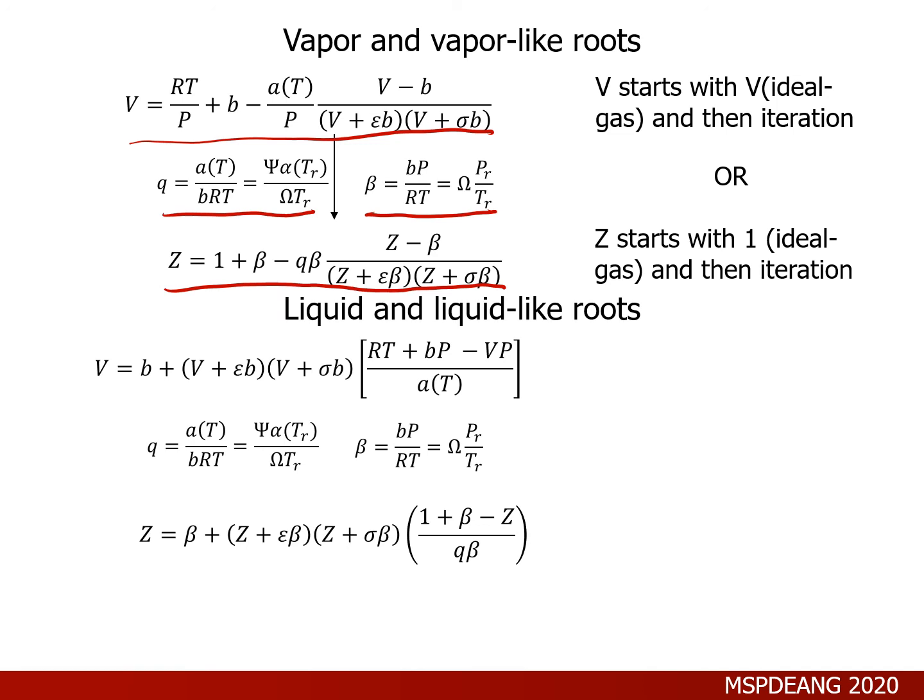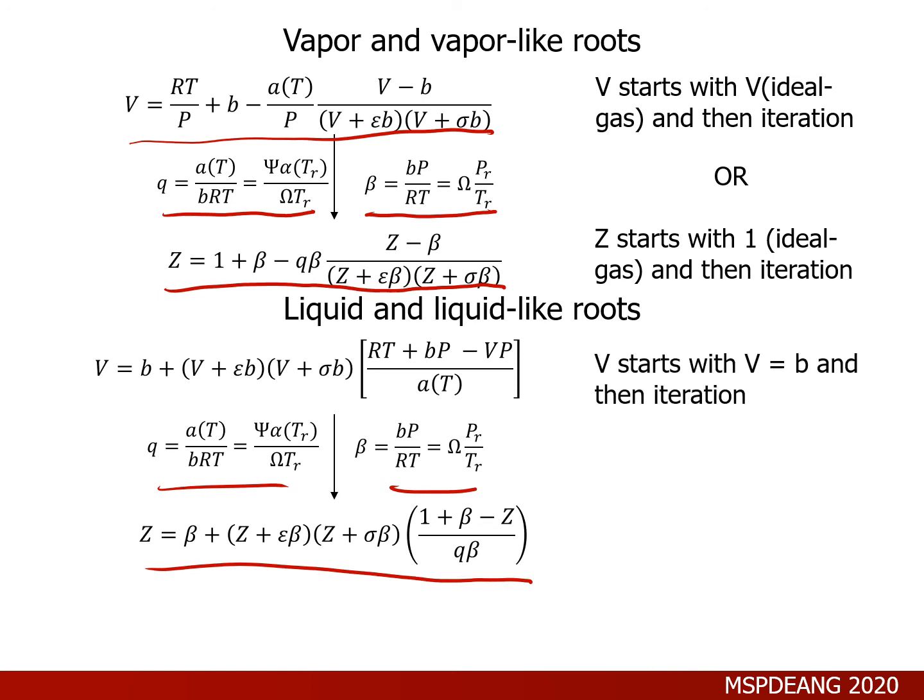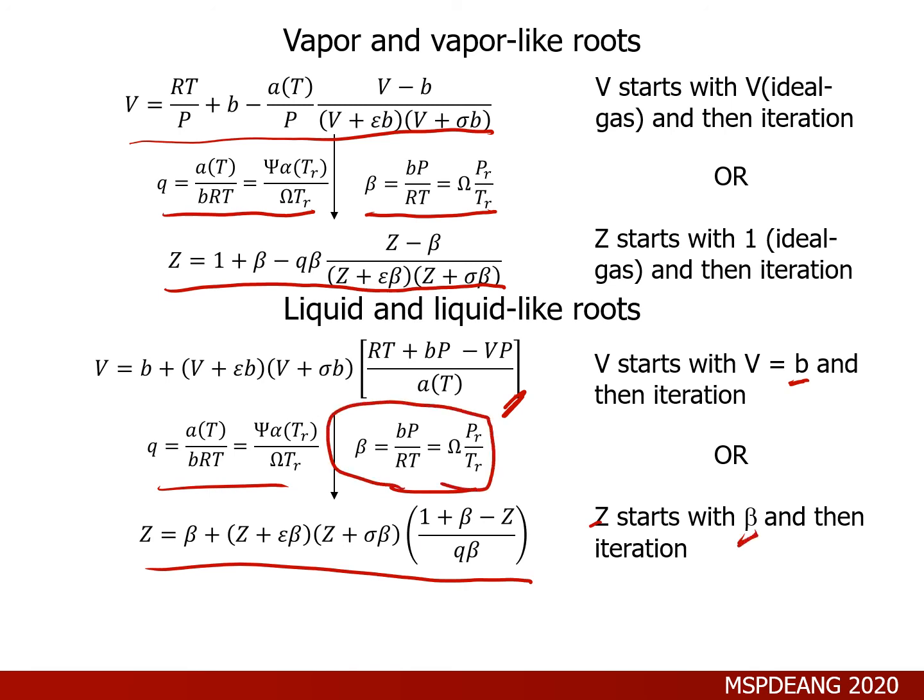So start at the right-hand side, plug in z is equal to 1, and then iterate until convergence. And similarly, for the liquid and liquid-like roots, you can make the same transformations and obtain this new equation, the dimensionless form, for the iteration for the liquid-like root. So V was here, if you don't want dimensionless, I'd start iterating for V in terms of B first, and then iterate until convergence. Or, if you want dimensionless, start an iteration using Z is equal to beta. Okay, and then iterate until convergence.